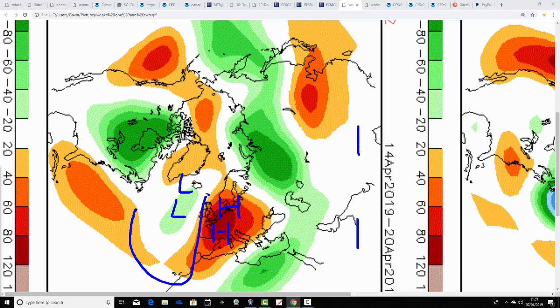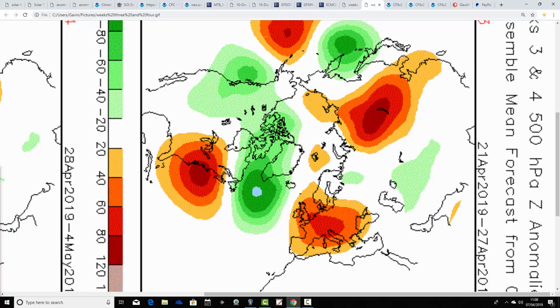This will pull up much milder, even warmer air, if that's right, from a southerly direction. So that could turn really warm for April. And it'll still be mainly dry with bags of sunshine. Then we get through to week three. This is the 21st to 27th of April.